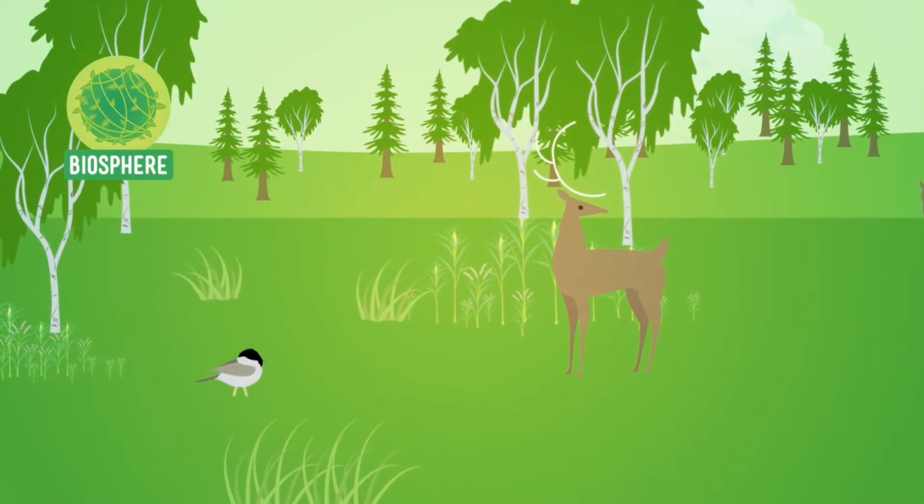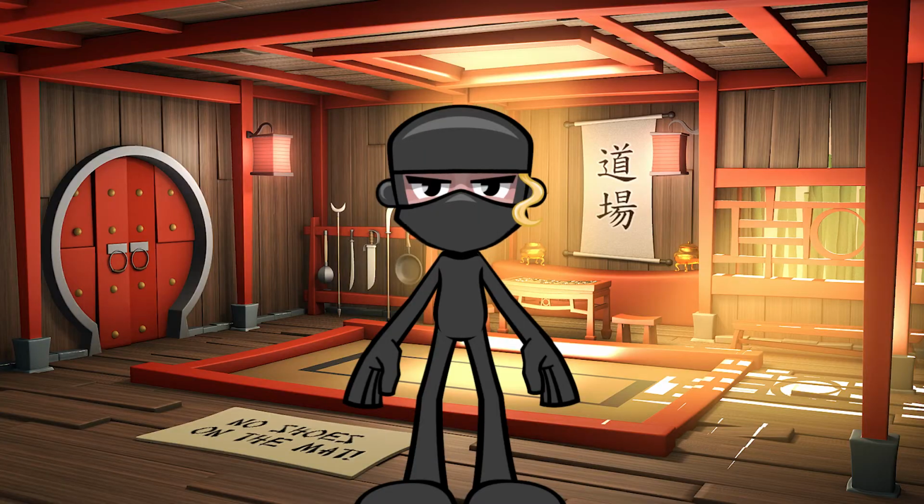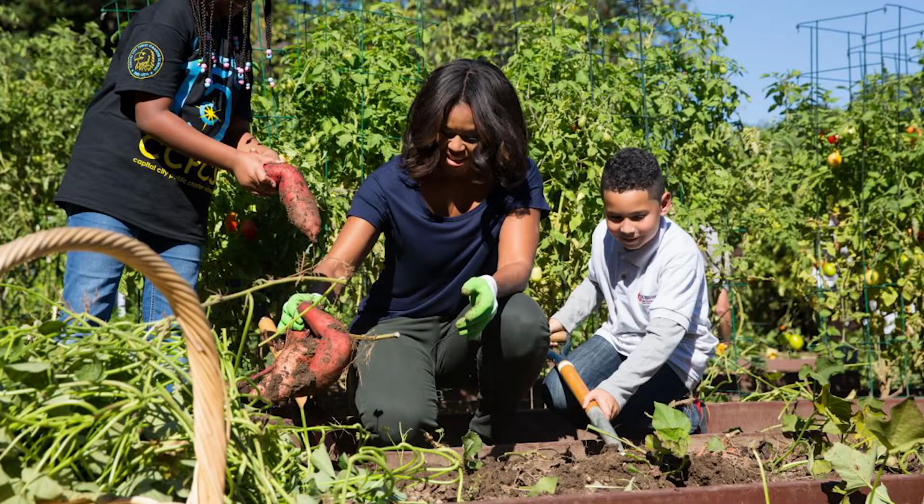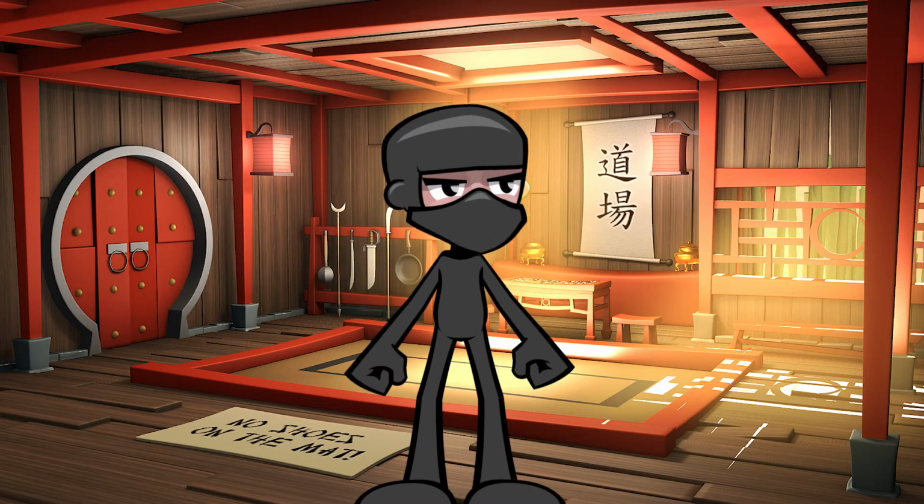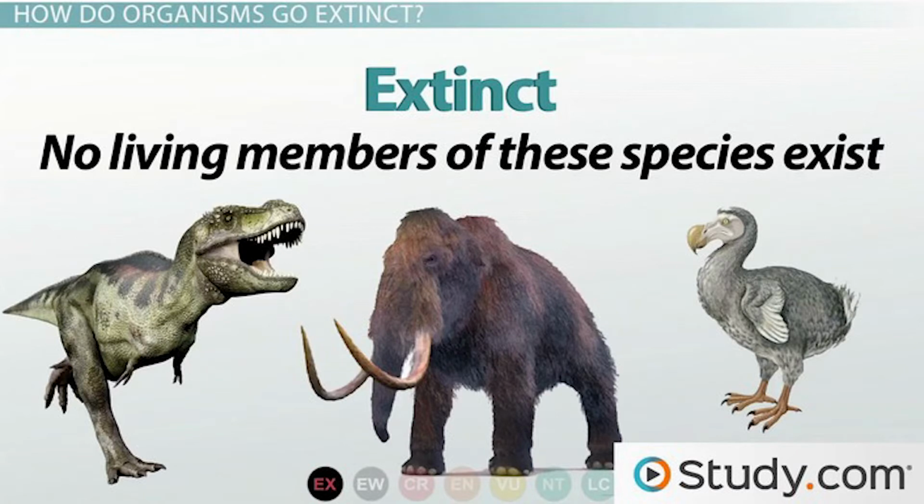Human impact on the biosphere. The biosphere is all living things on Earth, including you. Humans affect the biosphere when they hunt, fish, or harvest plants. A species may become extinct if humans remove more organisms than can be replenished. A species is extinct when no more individuals remain on Earth.